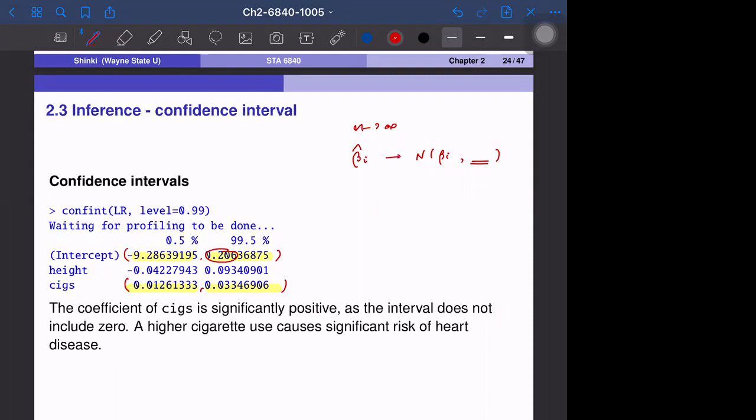Yeah, but for the height, actually this interval includes 0. So we are not really sure if the coefficient of height is truly negative or positive.